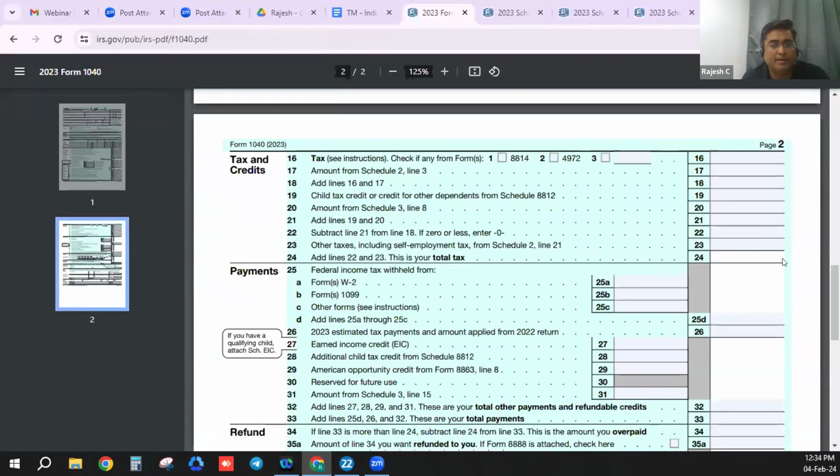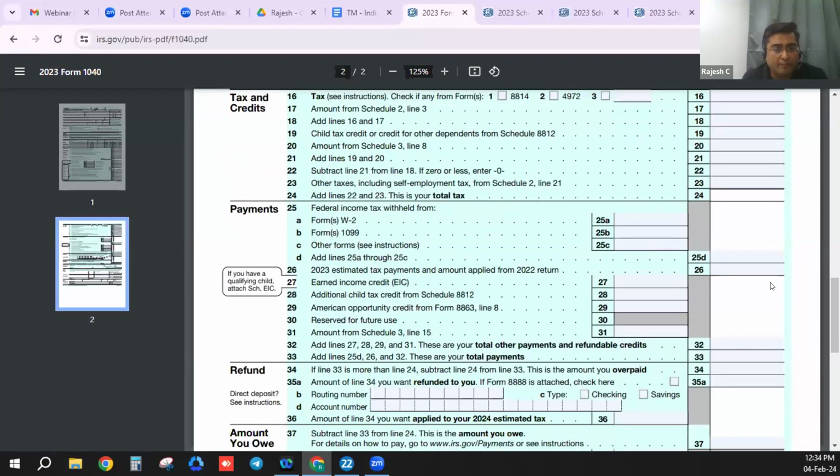This is your tax liability if you have any credit. So it reduces your tax liability, and deduction reduces your total income. So this is the difference between deduction and credit. Deduction reduces your total income, and credit reduces your tax liability. And after that, whatever payments you make.